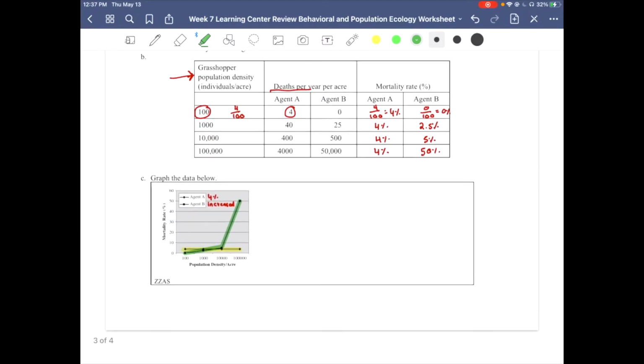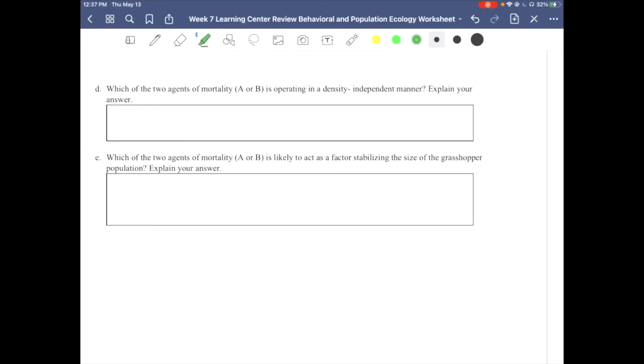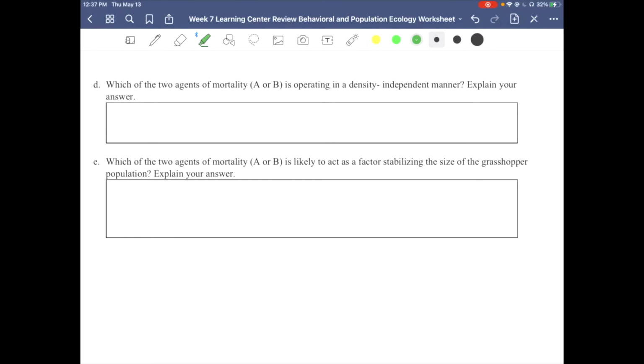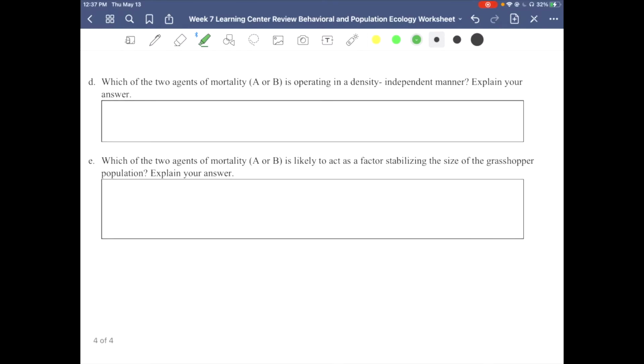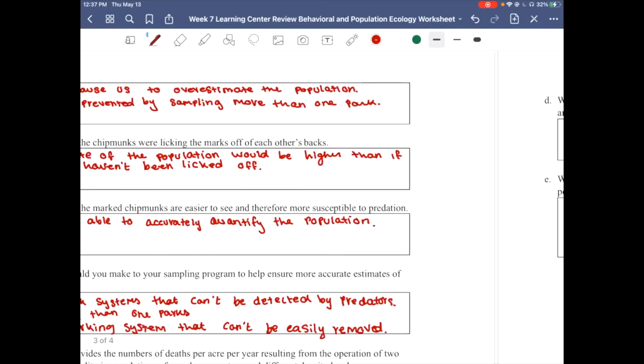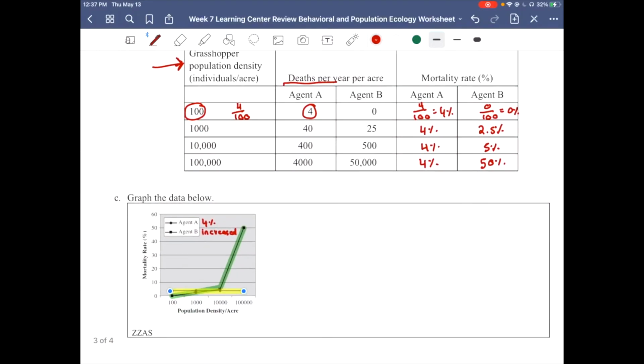And then for our few questions. Okay, so which of the two agents of mortality, A or B, is operating in a density independent manner? So what do you guys think? Do you think A is acting in an independent manner or B is acting in an independent manner? And here's the graph again, this might help.